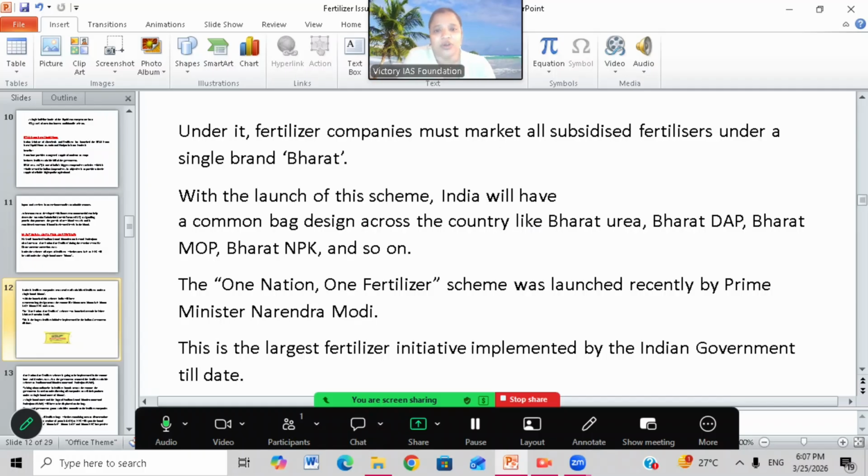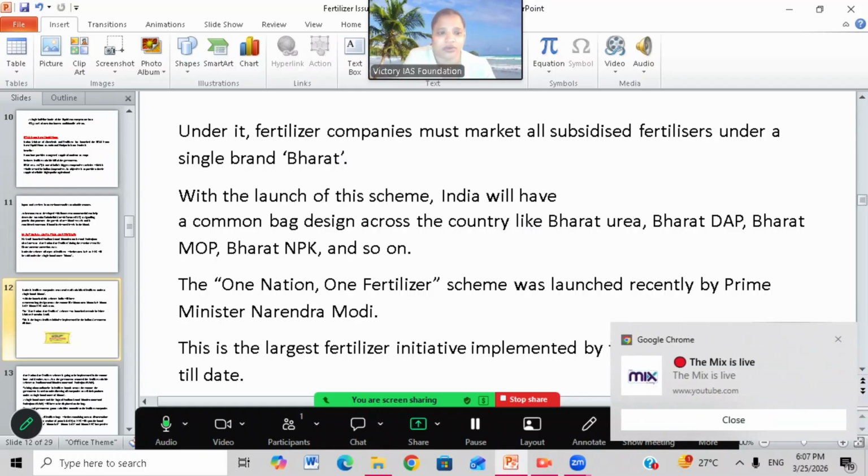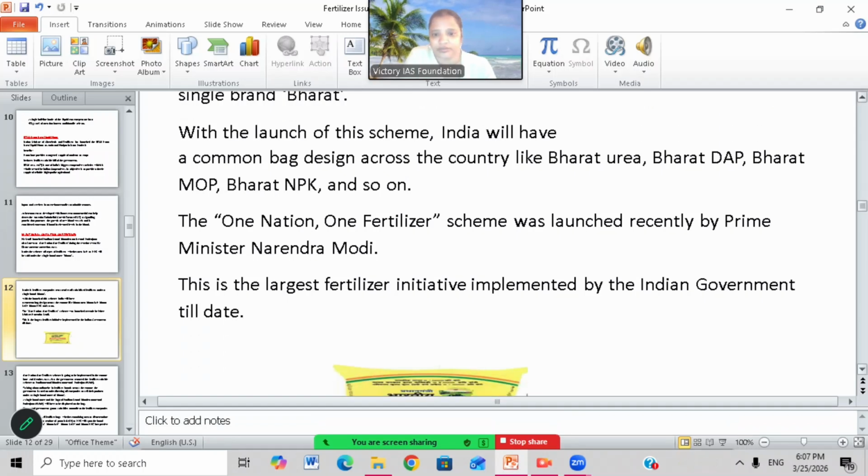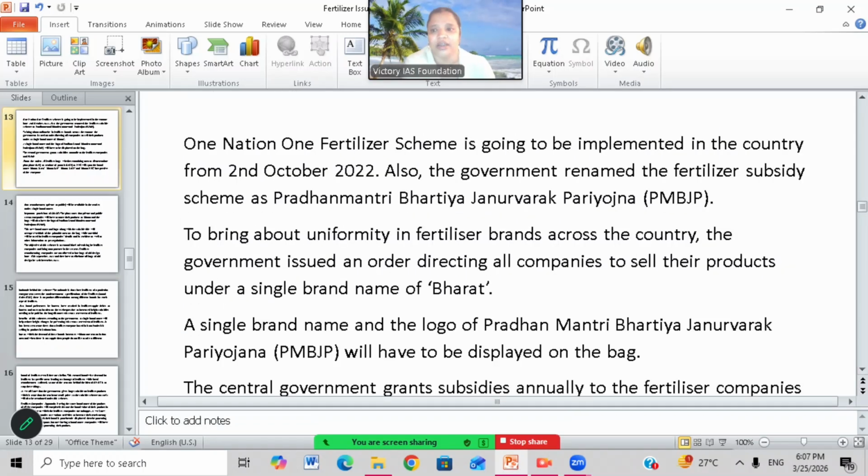The government will send this bag design to the private companies. They have to keep the fertilizer in these bags only. They must not use their own bags. This is the largest fertilizer initiative implemented by the Indian government to date. This is one of the largest fertilizer initiatives going on in the country till now.